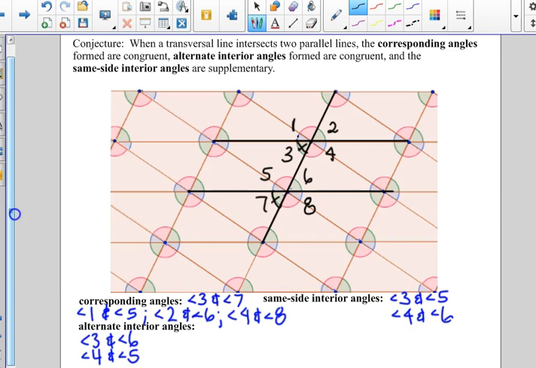Angle 1 will be congruent to angle 5, and so on and so forth. Angle 2 will be congruent to angle 6, and angle 4 will be congruent to angle 8.